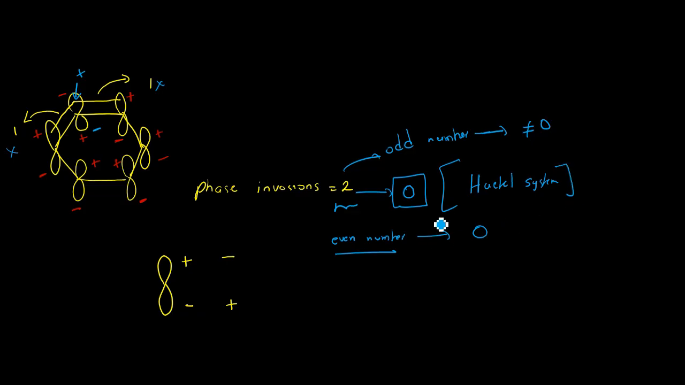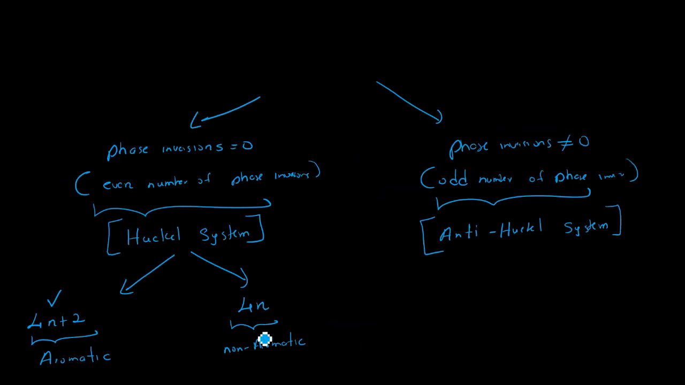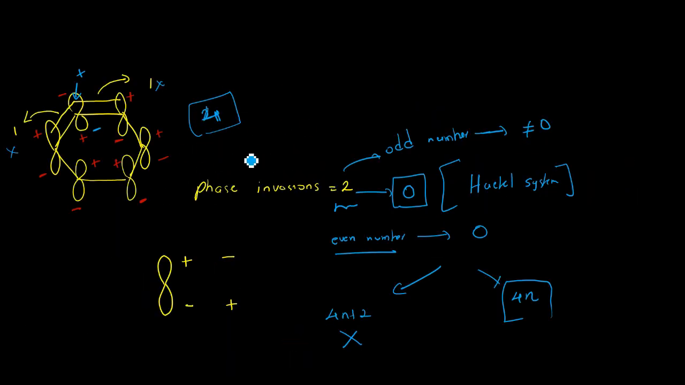Now the next step is you need to see whether your pi electrons satisfy the 4n plus 2 rule or the 4n rule. There are 2 pi bonds, which means there are 4 pi electrons. There are 4 pi electrons, which means it doesn't satisfy the 4n plus 2 rule, it only satisfies the 4n rule. So according to this summary, your compound is non-aromatic. In this case, your compound is non-aromatic.